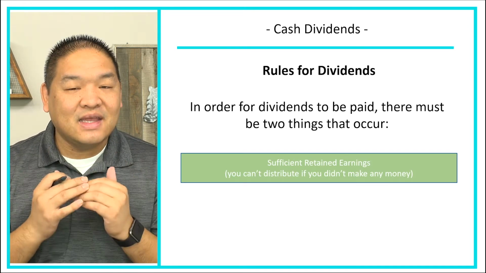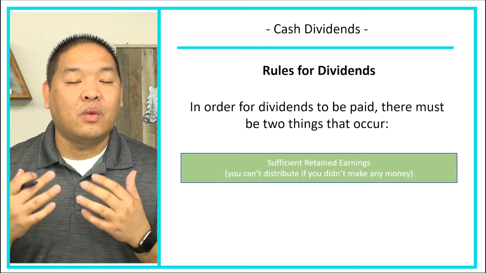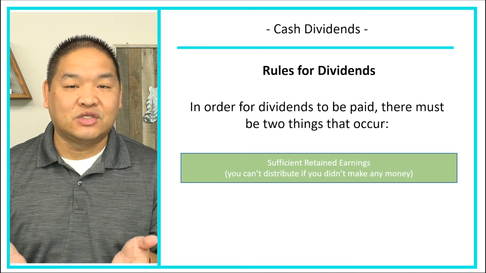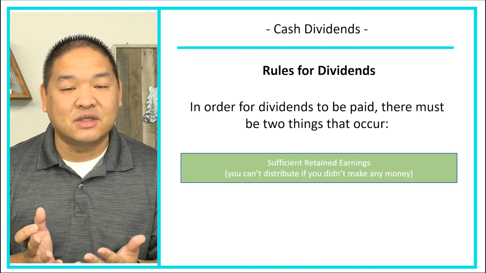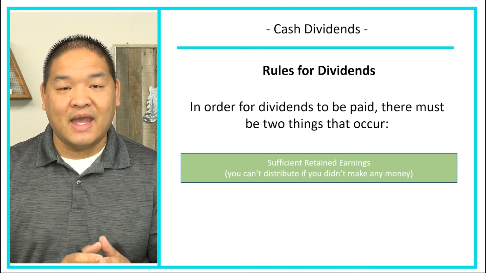A company technically can distribute a cash dividend if they don't have any earnings, but we call that instance a liquidation of your investment. So not necessarily the greatest reason to pay a dividend. So we're looking for sufficient retained earnings to be able to pay a dividend.